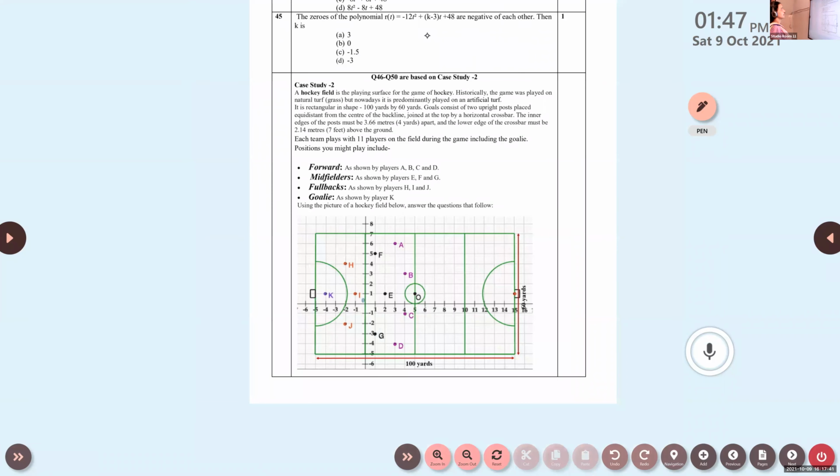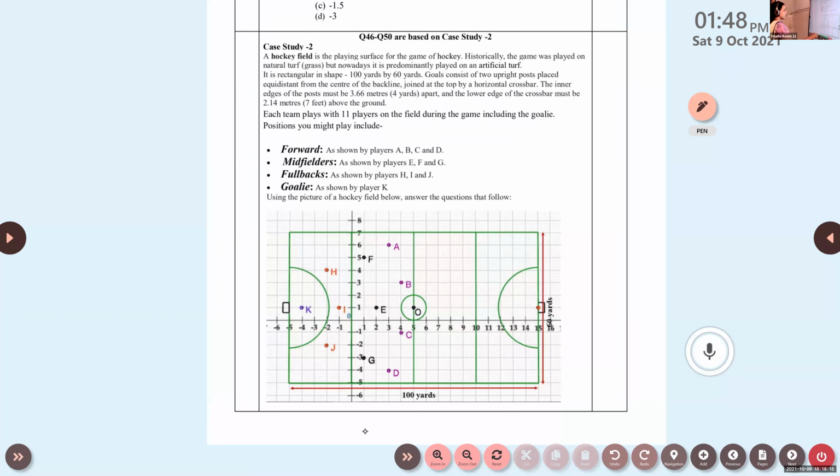A hockey field is a playing surface for the game of hockey. Can you read this one? Is it possible to read? Arjun? Ashik? Arjun? Adi Amin? Is it possible to read it, children? Yes. Okay. Is it clear? That's what I'm asking. Because if I enlarge it, I think you will not be able to see the top part. Otherwise, check it. Okay. Now, read it.